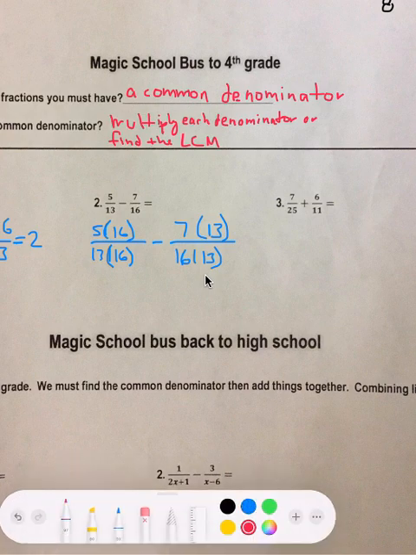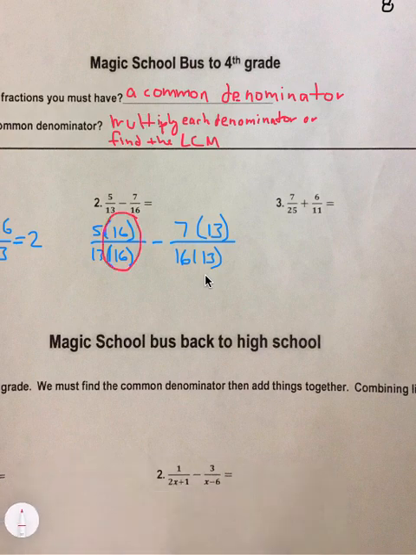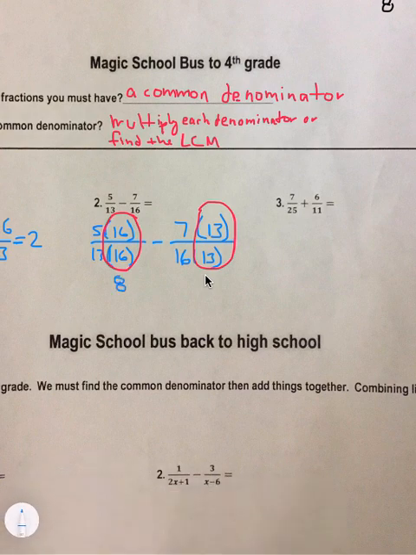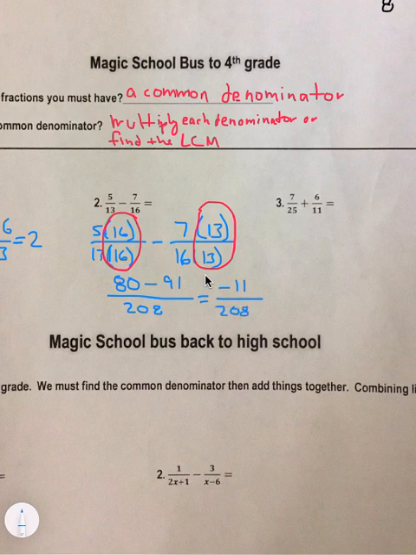So as you can see, this is 1 and that is 1. So we did not change the fraction in any way other than getting a common denominator. So that means we're going to have 5 times 16 is 80, minus 7 times 13 is 91, and 16 times 13 is 208. So our final answer is negative 11 over 208. I'm going to continue on, assuming you can figure out how to do number 3.